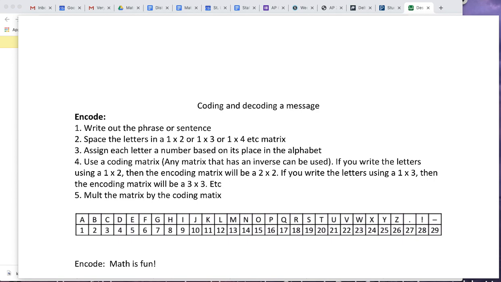Okay, we're gonna do a coding thing and see how matrices are used to code a message. Not too dissimilar from that Enigma machine. Hopefully, you watched that first video. You could kind of get an idea of what you could do with this.